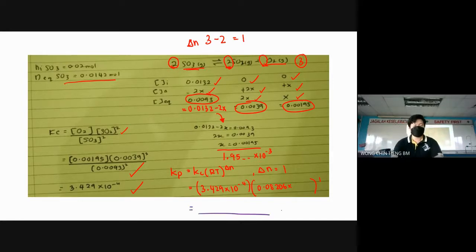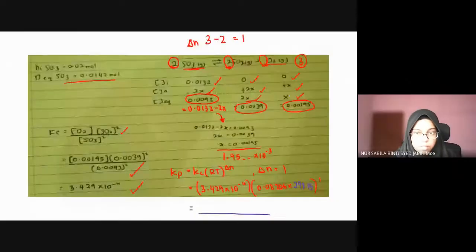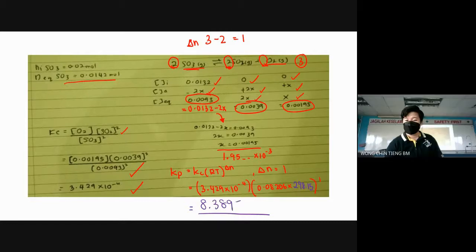While waiting for Sabila, temperature berapa? Sayang, temperature berapa? 273.15. Kenapa 298.15? Kenapa 25? Alright. 8.3895. Correct class? Setuju? Lebih kurang?